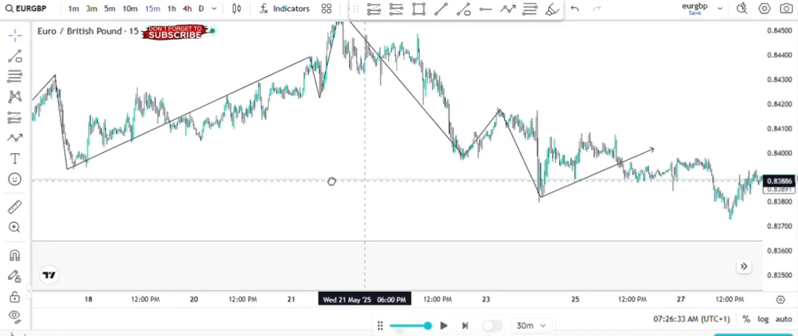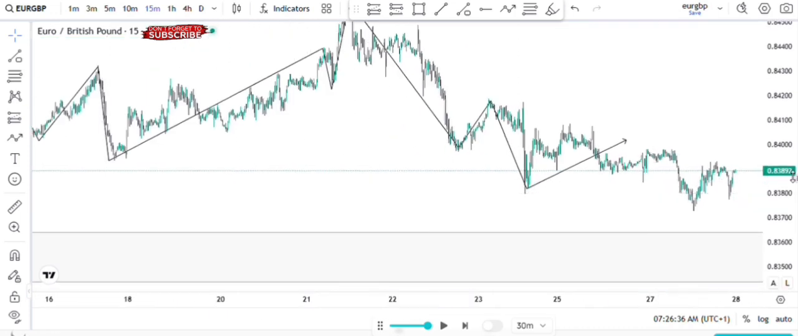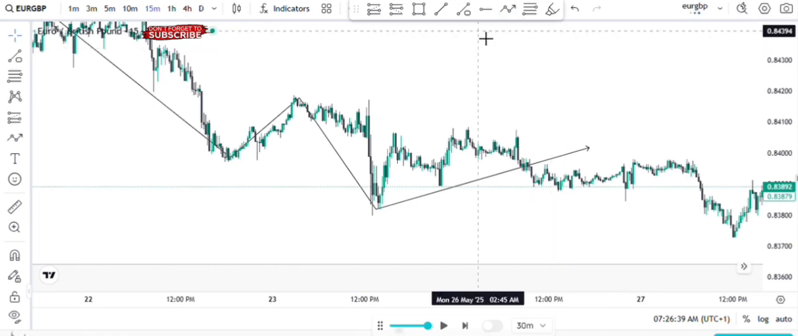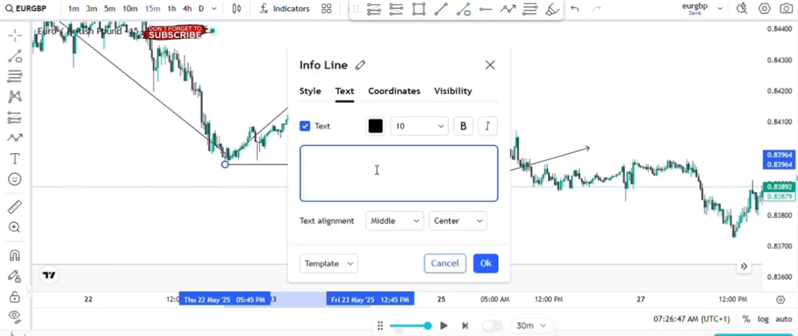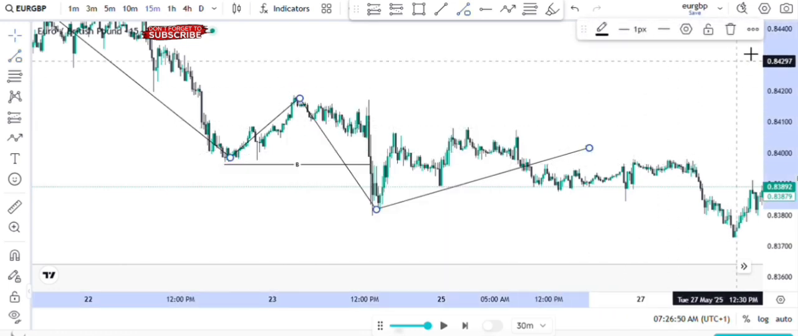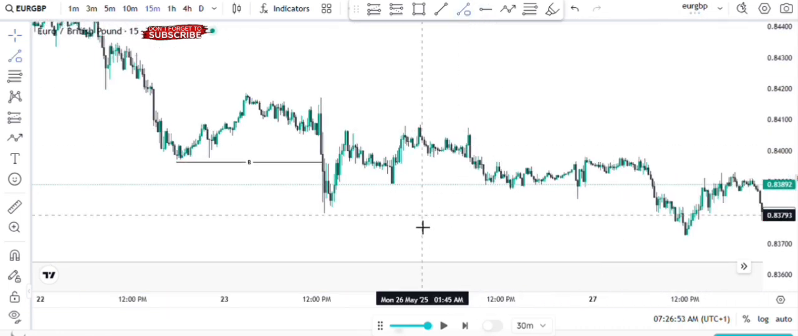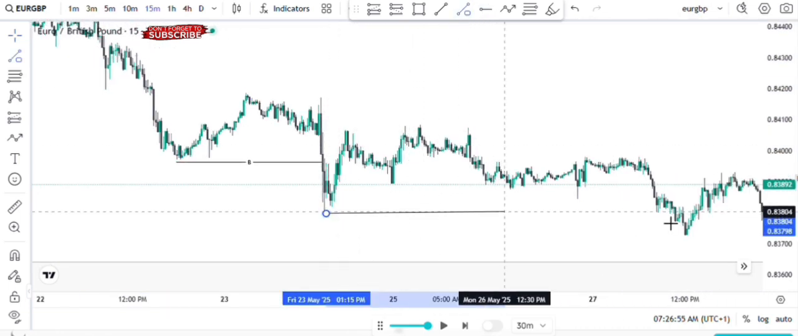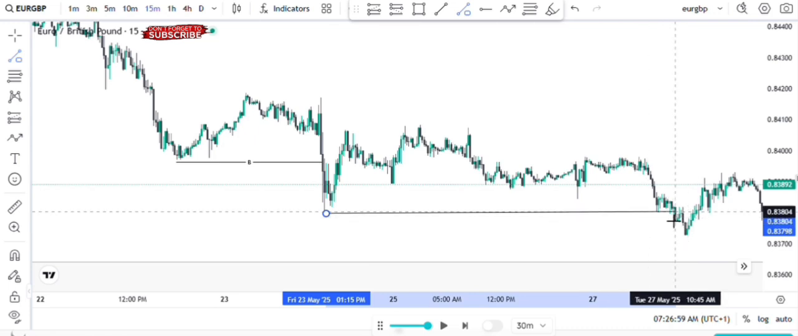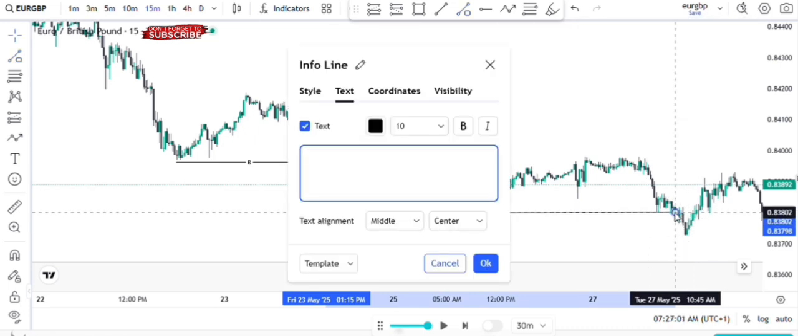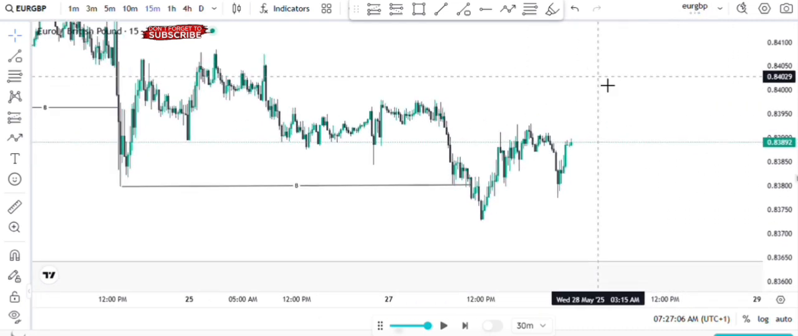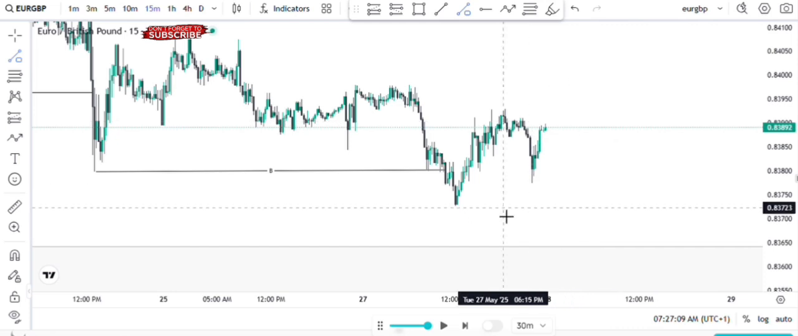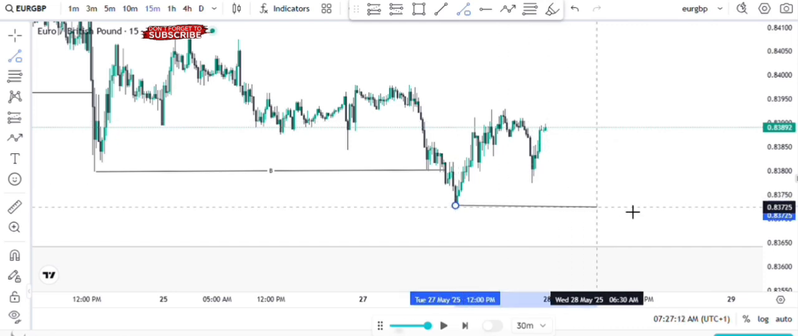So as you can see right now, this market breaks this structure right here. This market breaks this structure right here. Let's mark it as B. Let's clean this up. And then it also breaks this structure right here. Let's mark it as B. So now we expect this market to continue breaking this structure until it reaches this order block.